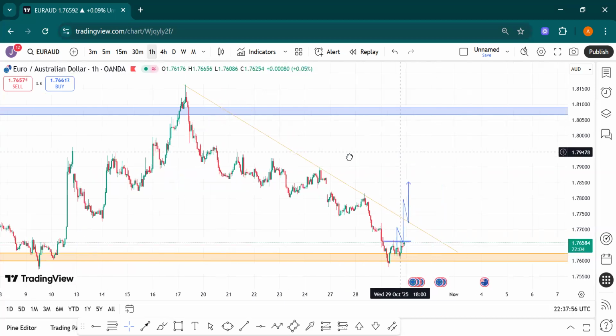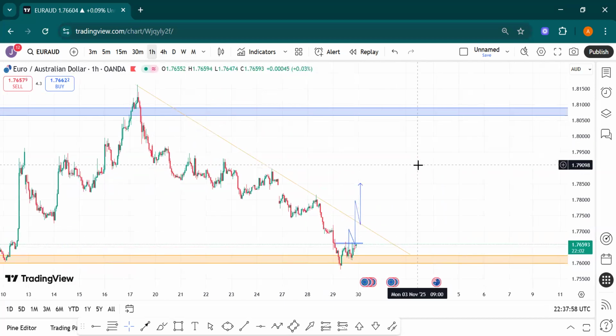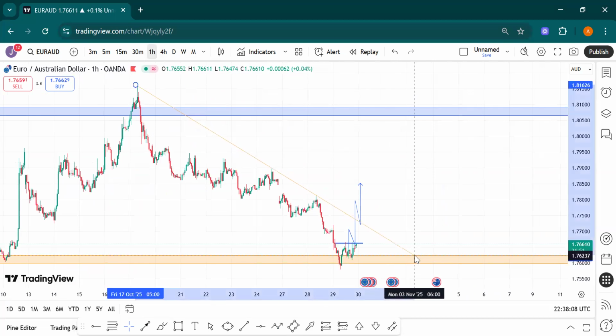So if you're the type that trades forex and you do not trade only the major currency pairs, you like to test other pairs as well, then you can look at this particular analysis closely.